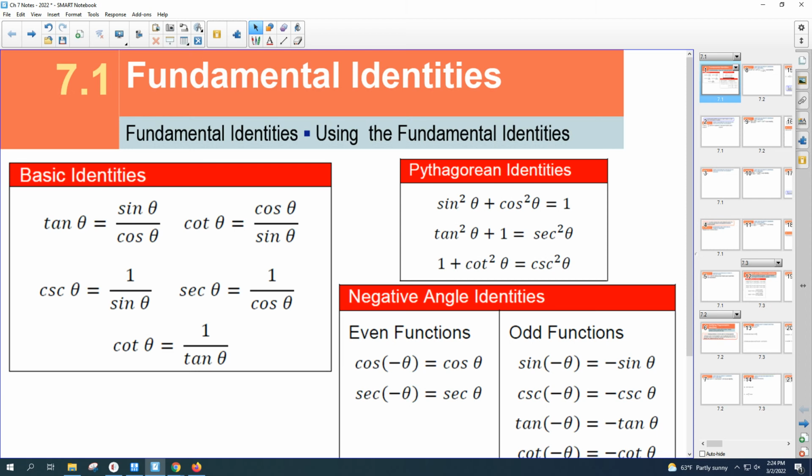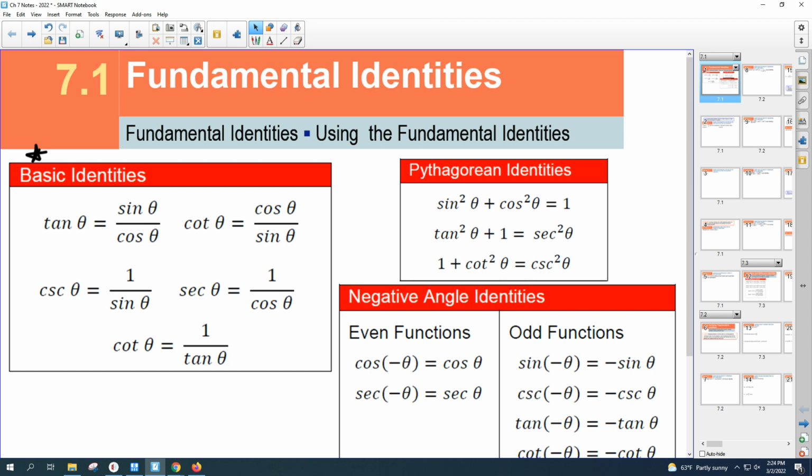7.1 fundamental identities. We've got a lot of equations in this chapter, a lot. If you flip through the notes, you're going to see a lot of equations, and I'm not going to expect you to memorize them all. Some of them you probably will, though. For example, this first box, you should probably already have a lot of those memorized.